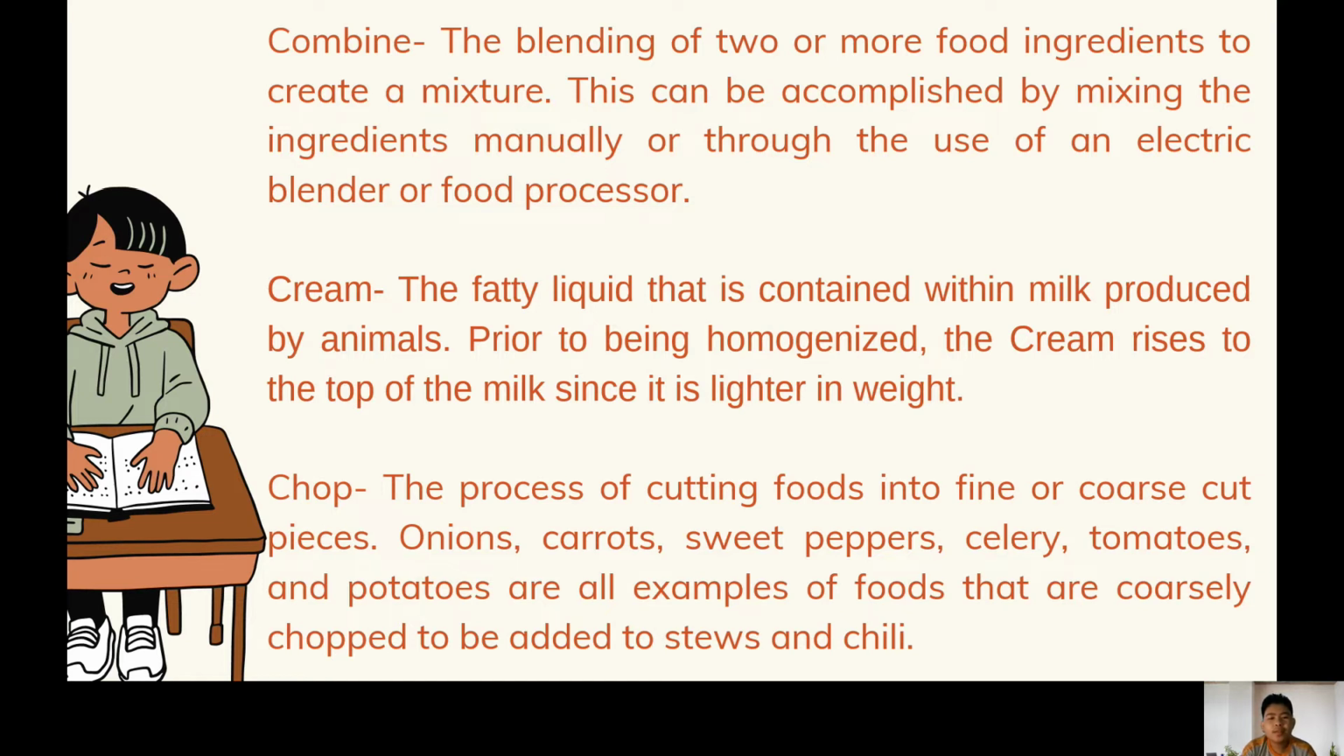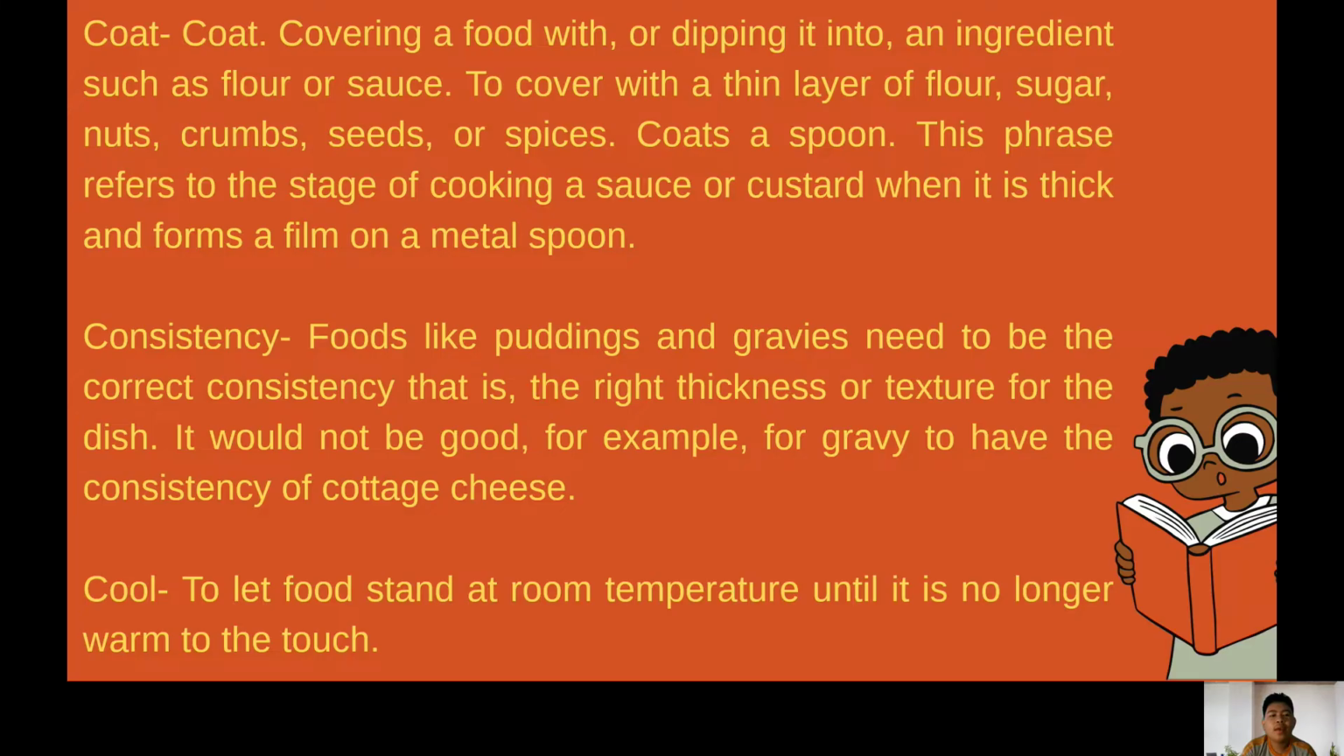Chop. The process of cutting foods into fine or coarse pieces. Onions, carrots, sweet peppers, celery, tomatoes, and potatoes are all examples of foods that are coarsely chopped to be added to stews and chili. Coat. Covering a food with or dipping it into an ingredient such as flour or sauce.